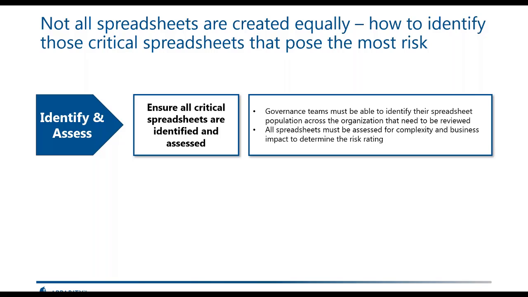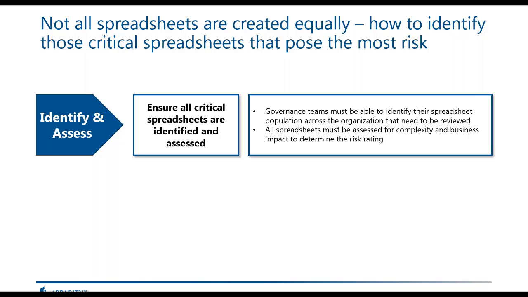To assess the risk rating, it is best practice to consider two factors. The first factor is complexity. How complex is your spreadsheet? Does it contain macros, links to other spreadsheets, complex formulas, etc.? Depending on how your business defines complexity, you then assign a complexity rating. The second factor is business impact. Business impact is typically defined as, if this spreadsheet failed, what would be the impact to the business? By taking your complexity rating and business impact rating, you are then able to determine an overall risk rating for your spreadsheets.